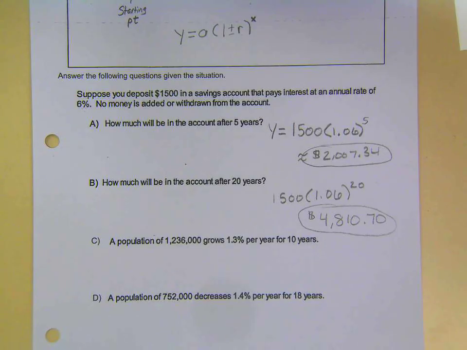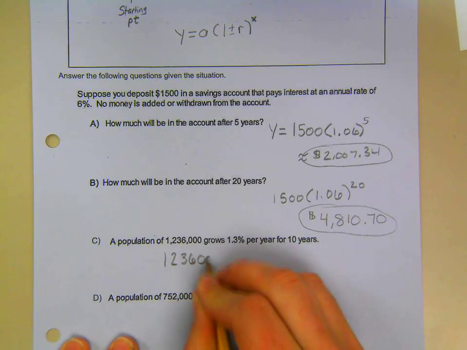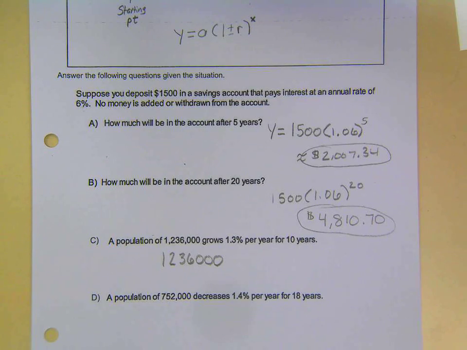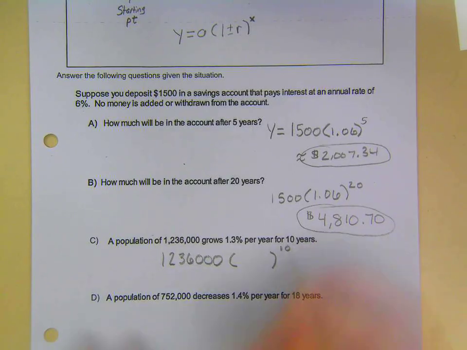What if instead of money, now we're talking about a city. This city had 1,236,000 people. That's not Fremont. And it grows 1.3% per year for 10 years. What would my multiplier be now?